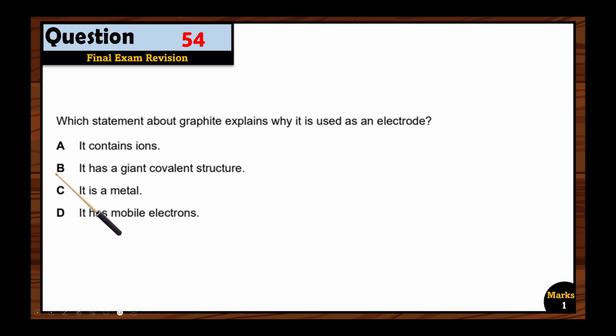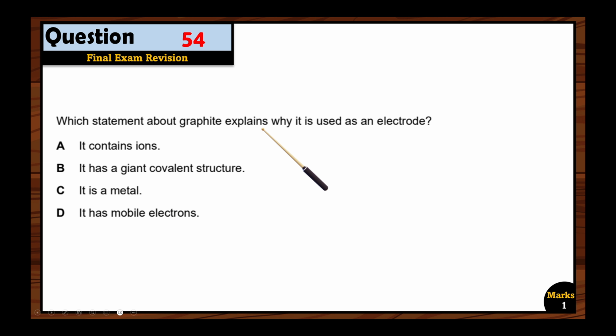Let's see question number 54. Which statement about graphite explains why it is used as an electrode? I already told you what things can be used as an electrode. They are good conductors of electricity. So what makes them good conductors of electricity? Can you see an option saying it's a good conductor of electricity? No. So now we have to go behind the reason. What makes anything a good conductor of electricity? If it has mobile electrons, and mobile electrons means free electrons, delocalized electrons that are free moving, or it has ions.